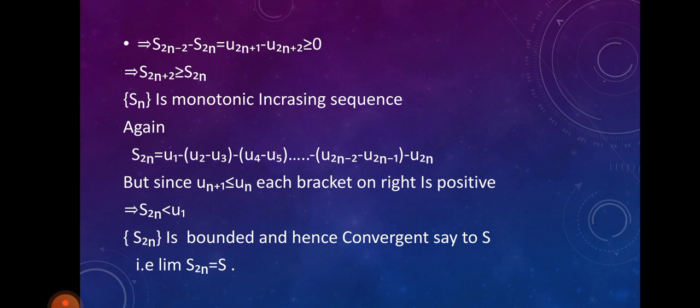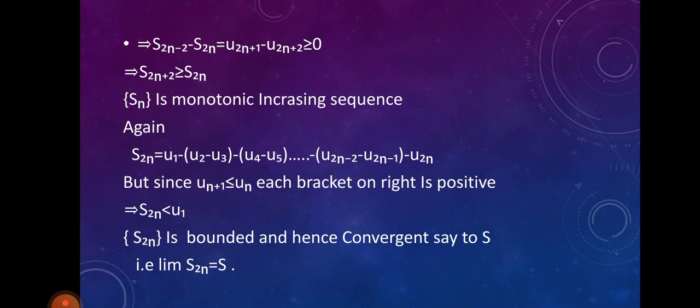This implies that S2n plus 2 minus S2n is equal to u2n plus 1 minus u2n plus 2, which is greater than or equal to 0. This implies that S2n plus 2 is greater than or equal to S2n. Hence, sequence S2n is monotonic increasing.